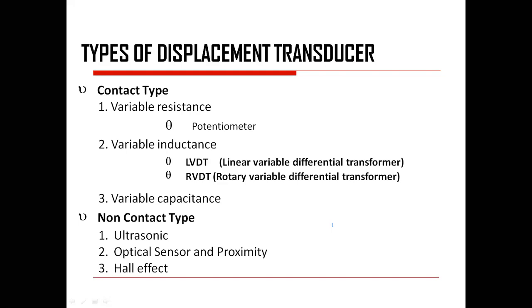One by one we will see all these three. In non-contact type there are ultrasonic, optical sensor, proximity sensor, Hall effect. In the next lecture, we are going to see the non-contact type of displacement transducer, and in this lecture, we are going to briefly discuss variable resistance, variable inductance, that is LVDT, RVDT, and variable capacitance type of transducer. It means the contact type of displacement transducer, which we are going to see thoroughly.